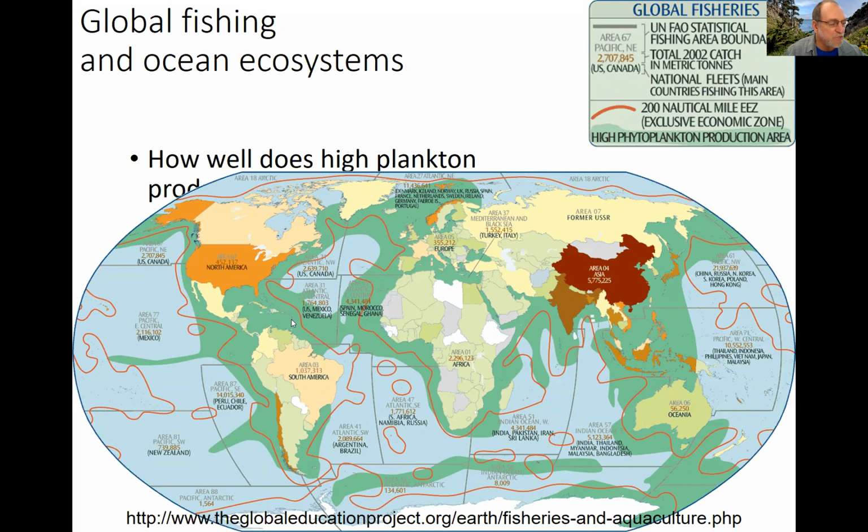So the exclusive economic zone is a component of the international law of the sea, a marine treaty, an international treaty that was developed in 1970, I think 1969, 1970, when the International Law of the Sea was proposed. Most of the nations of the world are signatories to the International Law of the Sea. The United States is not a signatory.